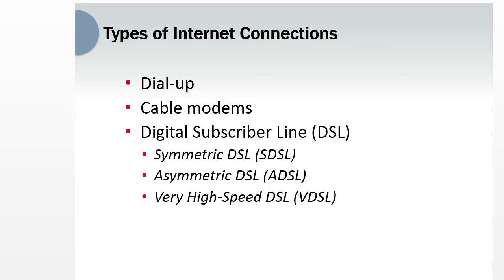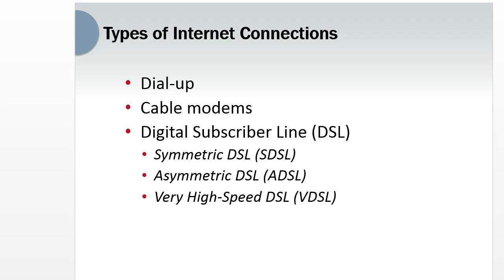In order for us to get connected to the internet, we need to have an internet connection. So there are several types of internet connection that we can discuss right now. One of them is called the dial-up. The other one is cable modem. The other one is digital subscriber line, or DSL. DSL has actually 3 different ways that we can access that.